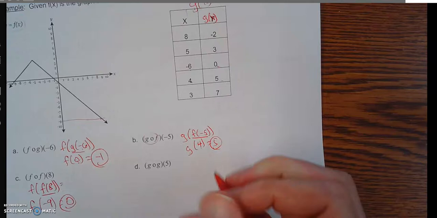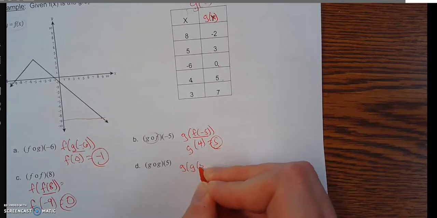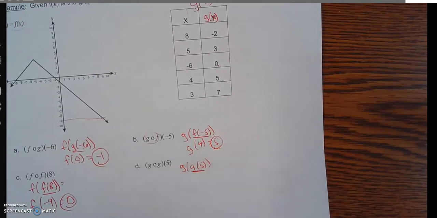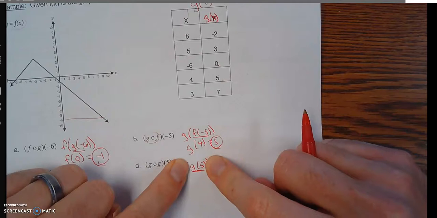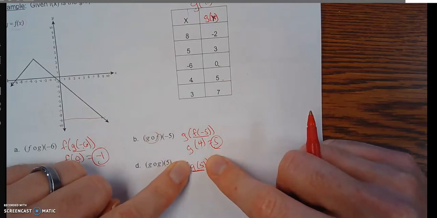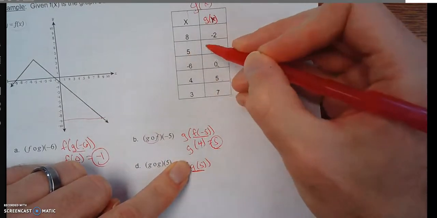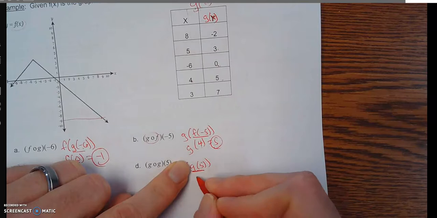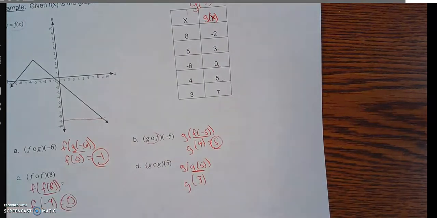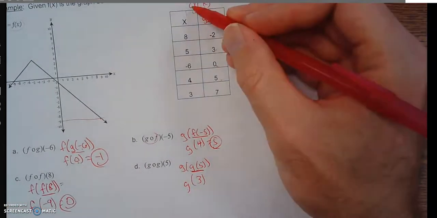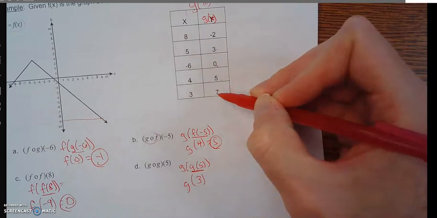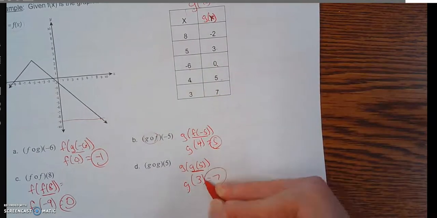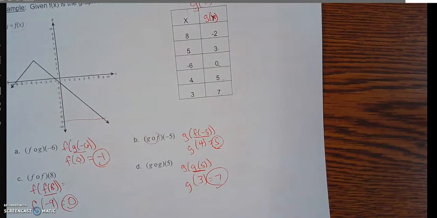Okay. This is the same thing as g of g of 5. So figure out what's g of 5 first. So ignore everything else. Just what's g of 5? When I plug 5 into g, it's right here. The output is 3. So I'm going to replace that with 3. Now what's g of 3? We'll go back to function g and plug in 3 this time. My output is 7. And that's it.